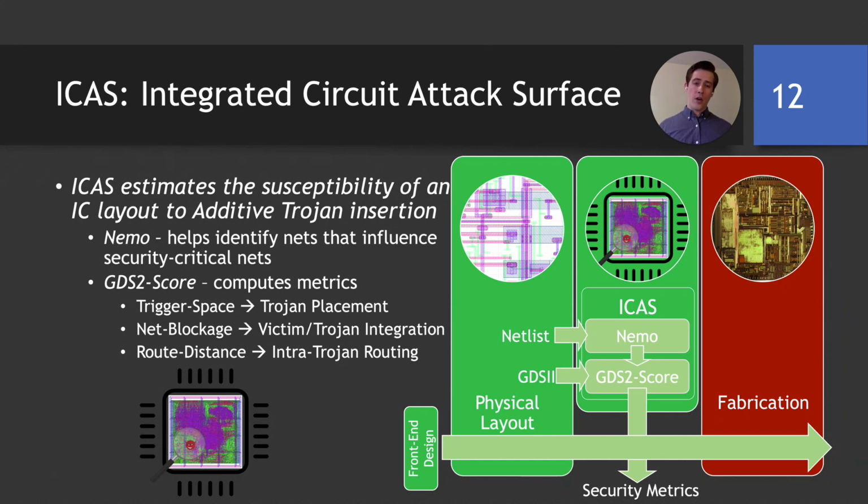The ICAS framework consists of two main components, NEMO and GDS2 score. In the interest of time, we'll be focusing on the GDS2 score stage, as this is the main component of the ICAS framework that computes the security metrics mentioned in the previous slide.